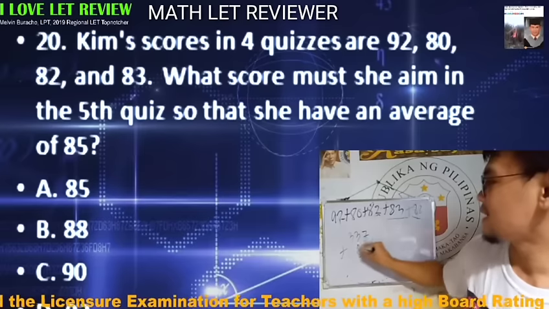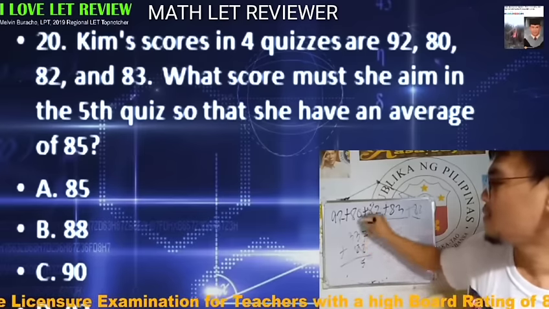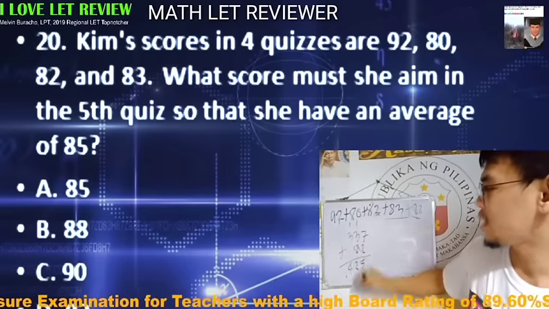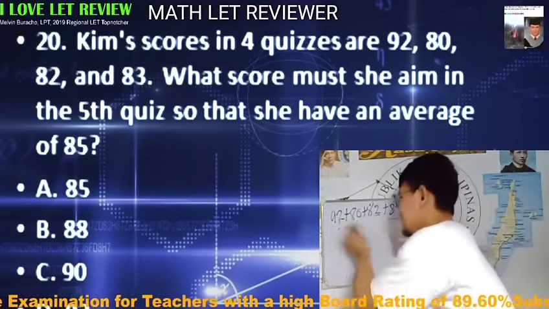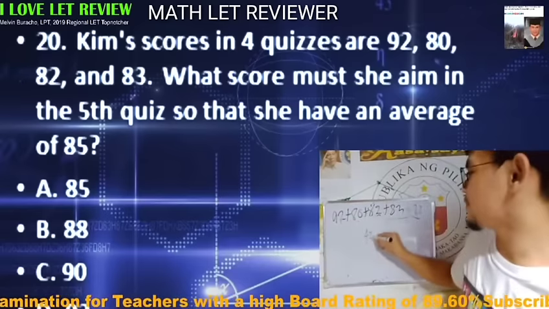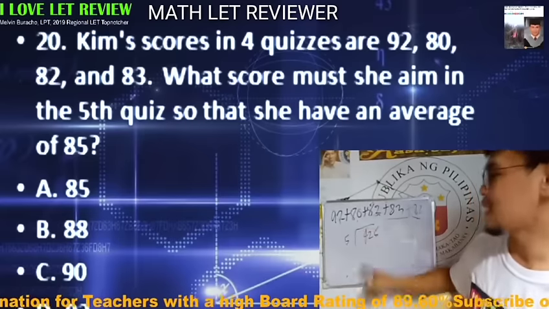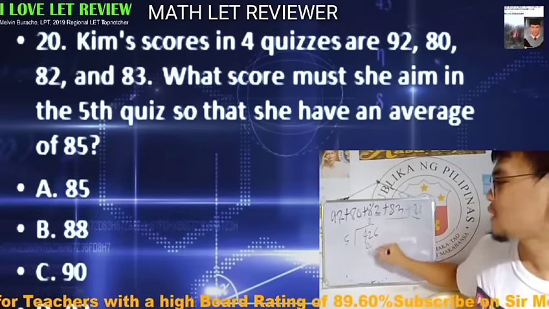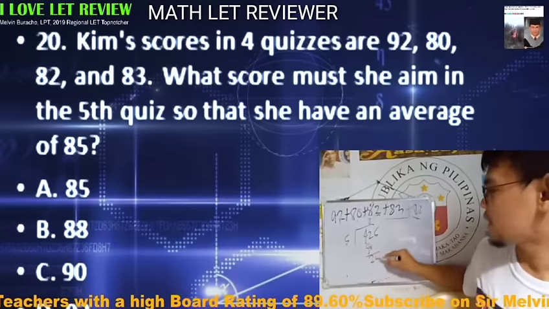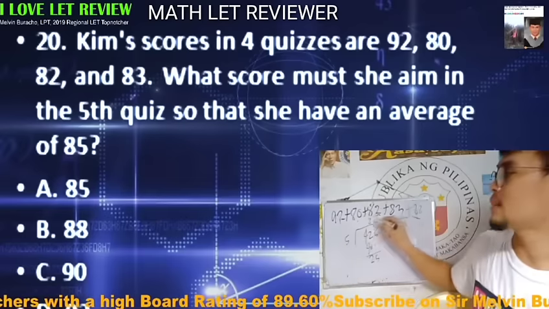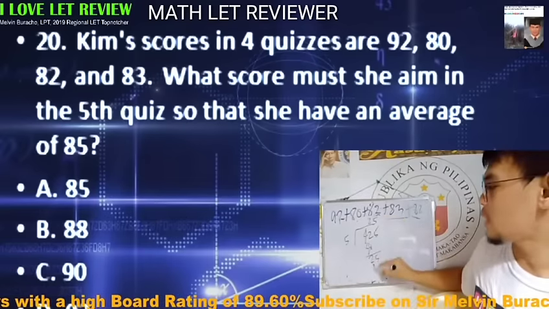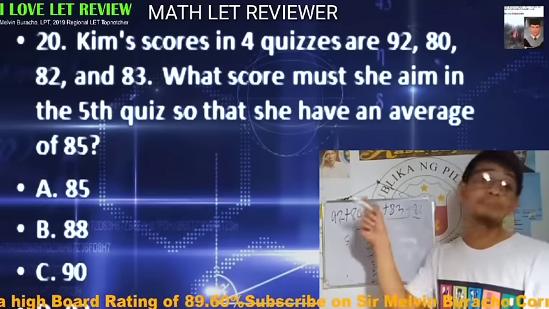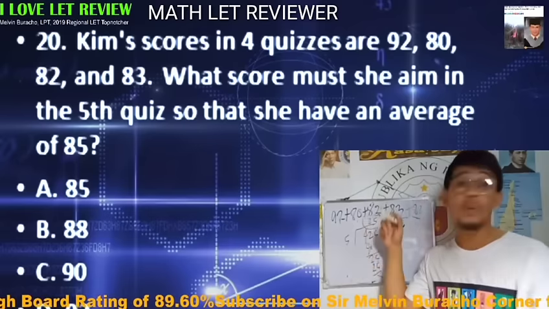337 plus 88. 1 plus 3 is 4, 5, 4 plus 8 is 12, carry 1, 4. That is 425. Subukan nga natin ito. 425 divided by 5. Okay, 42 divide 5, 8. 8 times 5, 40. Now, 25 divide 5, that is 5. 5 times 5, 25. Okay, so here it goes. Kuha na po ba? Anong hinanap? 85 yung average. Nakuha? So will you proceed to letter C?